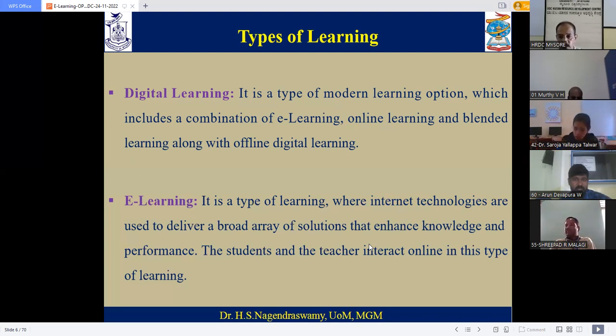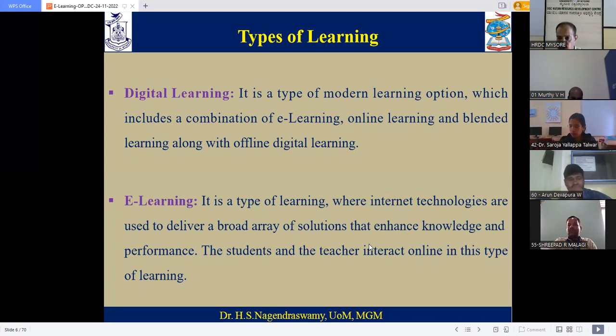The students and the teacher interact online in this type of learning. So today's session could be considered one of the techniques in e-learning. Being a tutor here, I'm interacting with you, I'm delivering some content to you, and you are going to listen to it, and you can even interact with me to clarify certain things, right? So that's how the students and the teacher interact online in this type of learning.